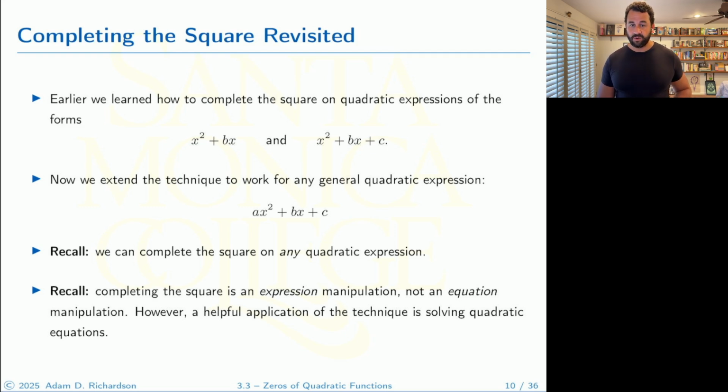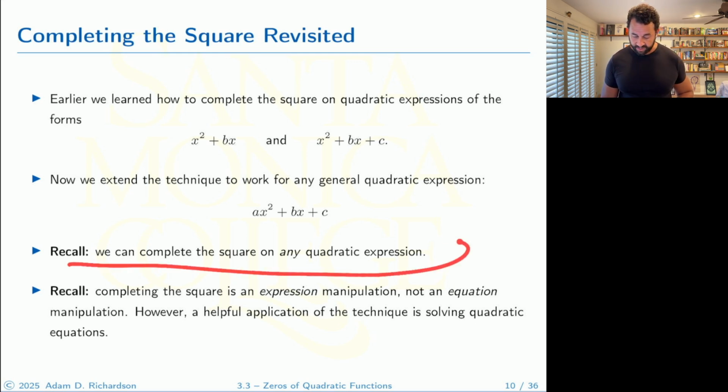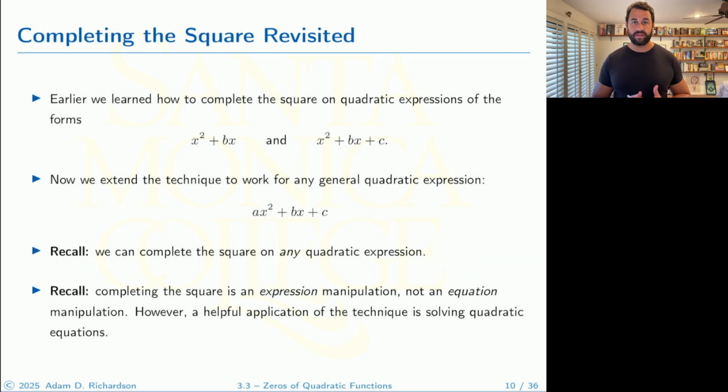And then that made part of the expression a perfect square trinomial, which we could then factor using that special factor form. So now what we're going to do is extend that process to work for any general quadratic expression. The difference here is that we have a coefficient of a here, and that coefficient gets in the way a little bit. So we're going to figure out how to deal with it and then complete the square after we deal with it. Now, a couple just reminders. One, remember, we can complete the square on any quadratic expression. That's an important result. If you got a quadratic expression, you can complete the square on it, all right? The other thing is this, and I just want to re-emphasize this, completing the square is an expression manipulation.